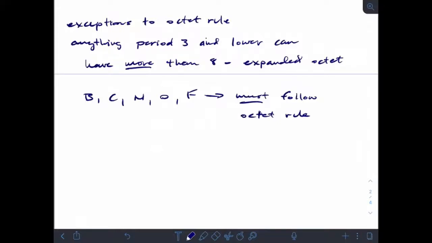All right, picking up where we left off with our Chapter 10 videos, we were talking about exceptions to the octet rule, and the concept that anything period 3 and lower can have more than 8 electrons. That results in the exception of the expanded octet. So let's take a look at an example of that, as well as an example of how to do a Lewis drawing for an ion.